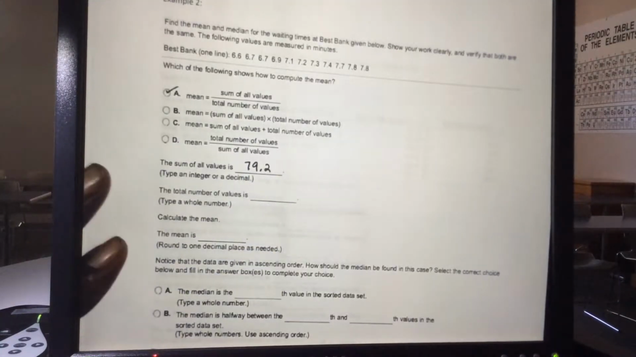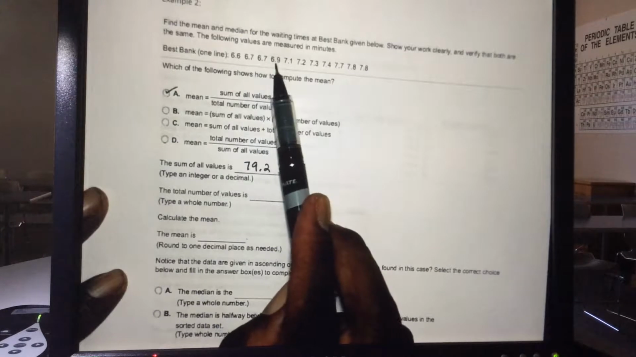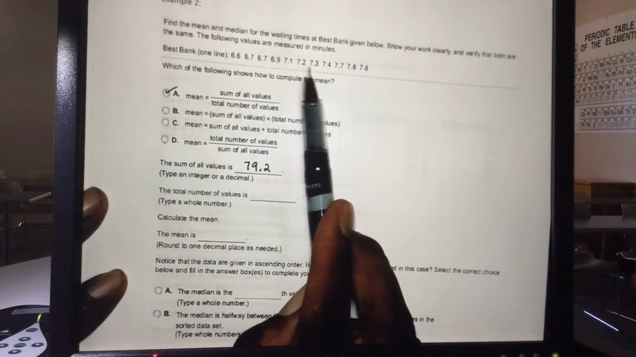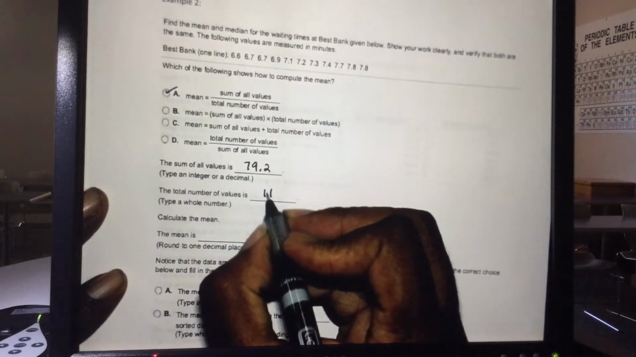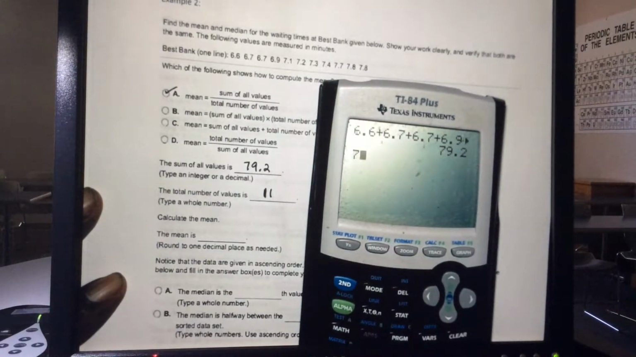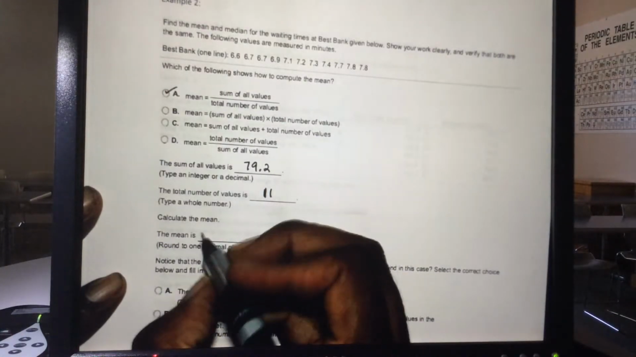So the sum of all the values is 79.2. The total number of values, well, let's count how many we have. 11. So the total number of values there is 11. Okay, and again, if we take 79.2, which is your sum of all the values, divided by the total number of values, which is 11, you'll get 7.2. So the mean is 7.2.